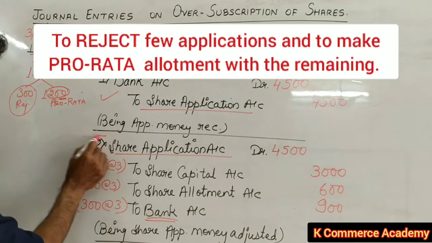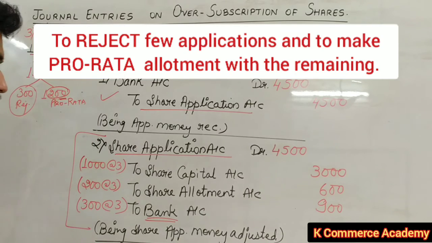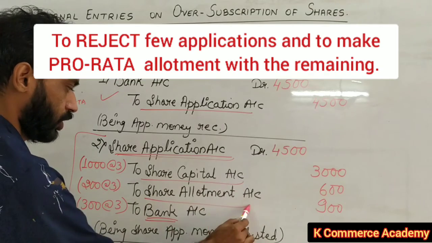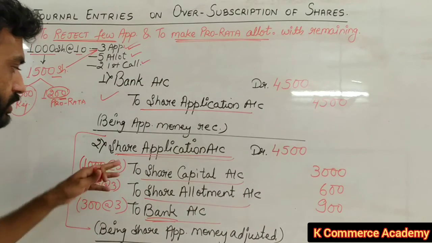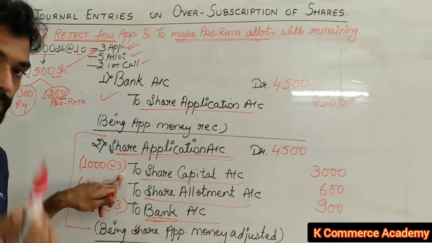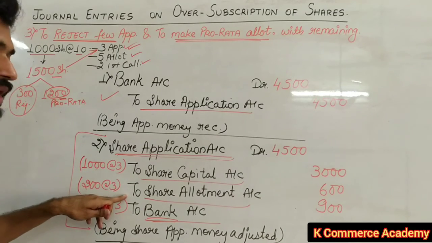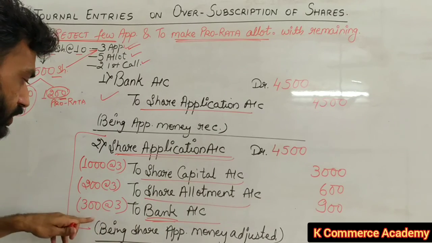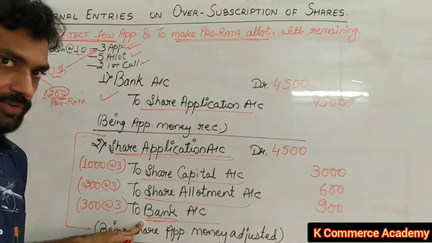So in that one, this entry you just have to concentrate, that is share application account debited, to share capital account, to share allotment account, to bank account. जितने शेयर्स आपने इशू किए थे उतने शेयर्स का अमाउंट तो शेयर कैपिटल में ट्रांसफर हो जाएगा, जितने के साथ में आपने प्रो रेटा अलॉटमेंट किया उतने शेयर्स का अमाउंट शेयर अलॉटमेंट में ट्रांसफर हो जाएगा, और जितने को आपने रिजेक्ट किया वो अमाउंट आपका रिफंड हो जाएगा.